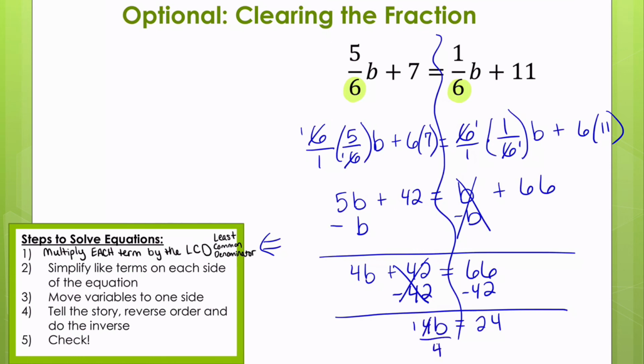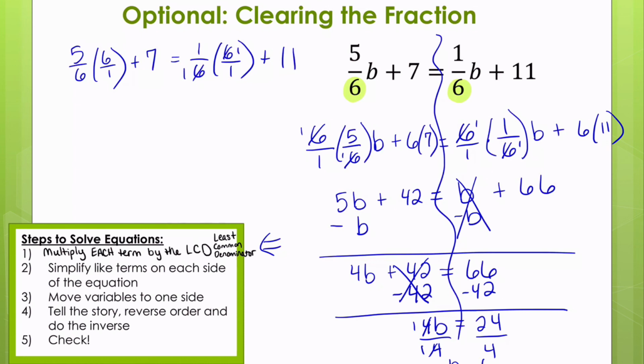Divide by 4. Divide by 4. I get b equals 6. Again, to go ahead and check that, let's plug it in. 5/6 times 6 over 1 plus 7 equals 1/6 times 6 over 1 plus 11. These become 1's. I get 5 plus 7 equals 1 plus 11. 12 equals 12. I am checked.